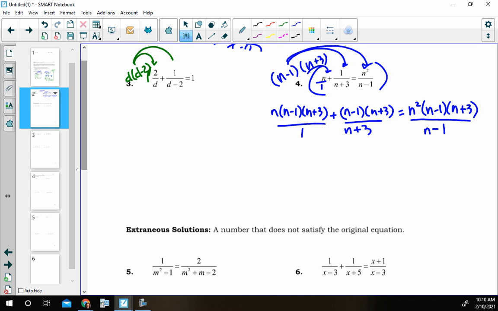All right, now I'm going to cancel. Those ones go. Those ones go. I don't really need the 1. So I'm going to rewrite what I have. So it looks like this. Now I've got to think, how do I get rid of parentheses sets? So we have to be good at distributing.